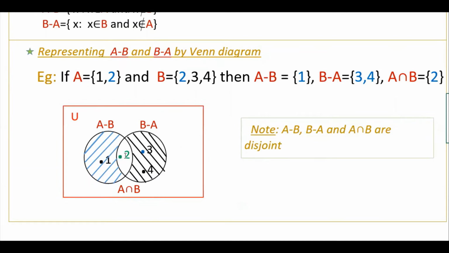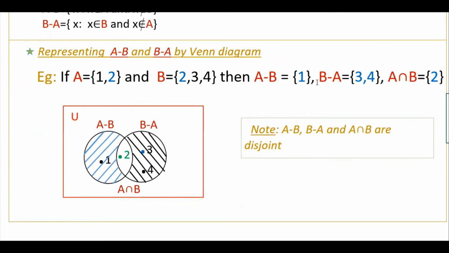Only you have to write 2 here. This part is A intersection B, this part is A minus B, this part is B minus A. And you can see here, A minus B, B minus A and A intersection B are disjoint sets. Because here, if you take any of these two sets, there are no common elements.